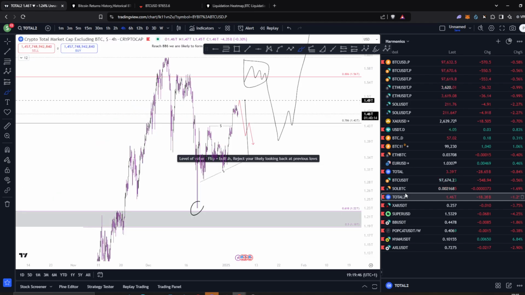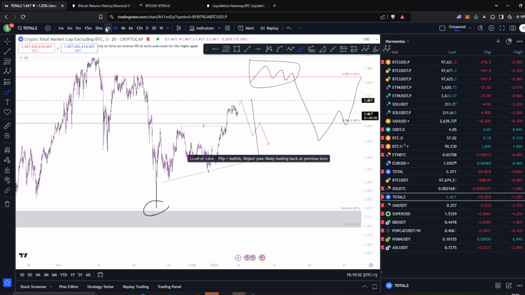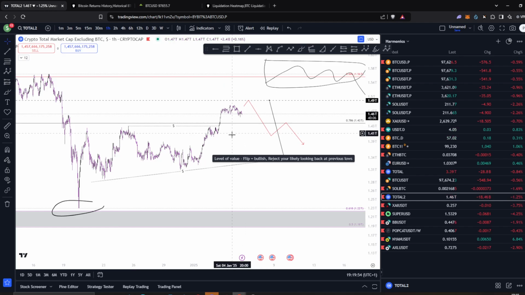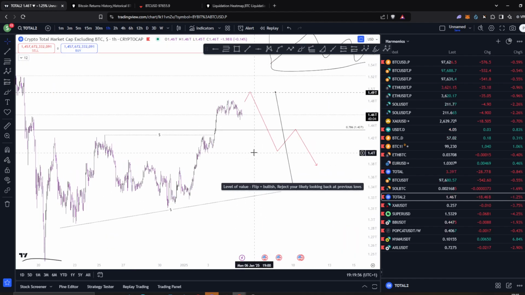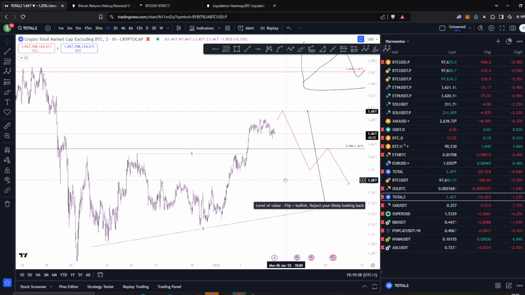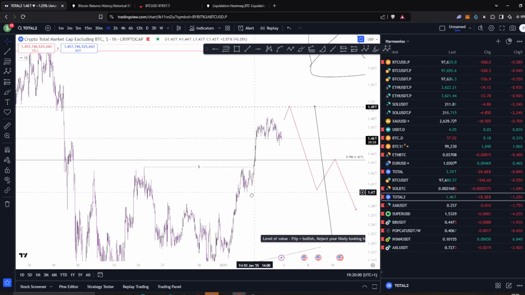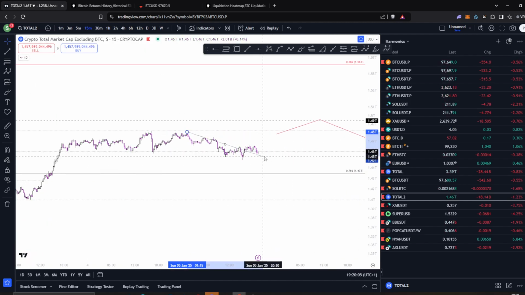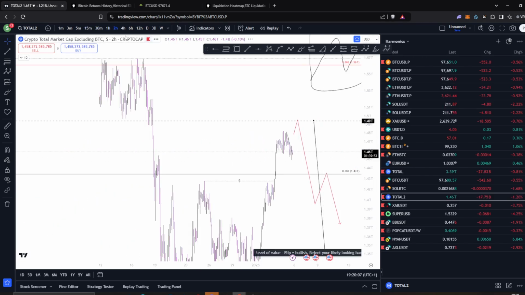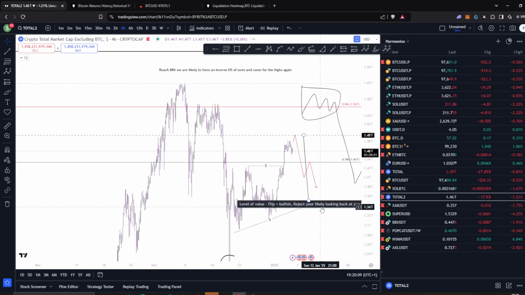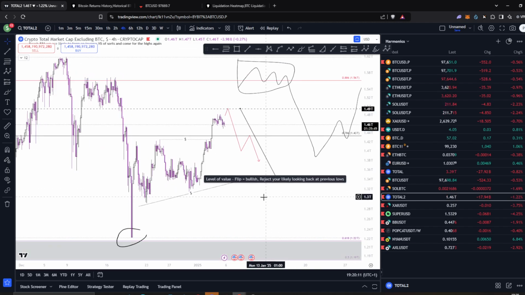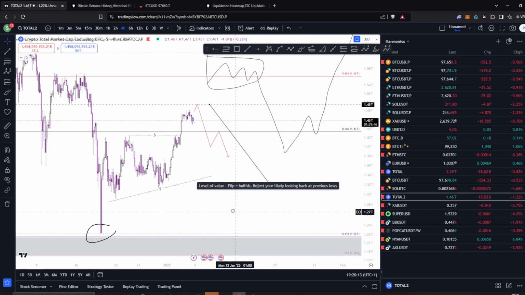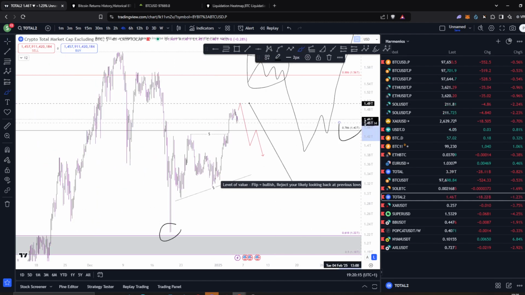Total 2 was one chart I wanted to have a look at too. So I did get a bit front run on this, which is why I kind of think that there is a probability that we do come up and sweep some of the highs before we go down. Specifically because, if you look at this on the higher time frames, I have marked this as a level of value. You have your higher time frame 786 here at 1.43.